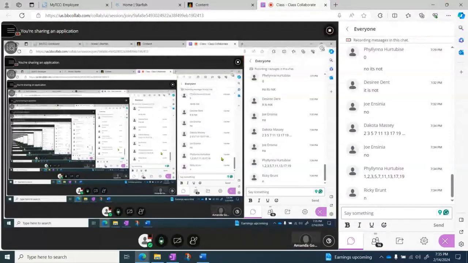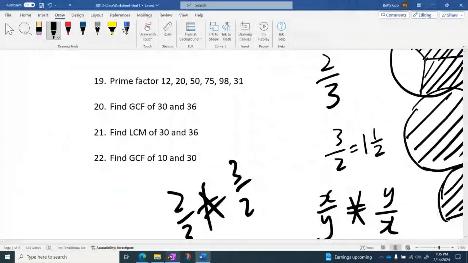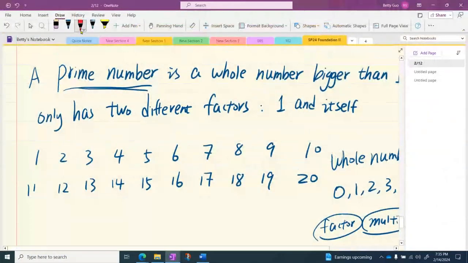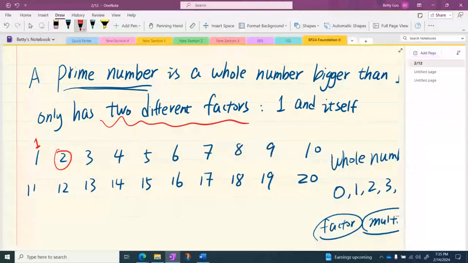You're right, 1 is not. Why is 1 not? Because 1 only has 1 factor, itself. And in order to be a prime number, it needs to have 2 different factors, right? So 1 is not. What about 2? Is 2 a prime number? Yes, because it has 1 as a factor and 2 as a factor.